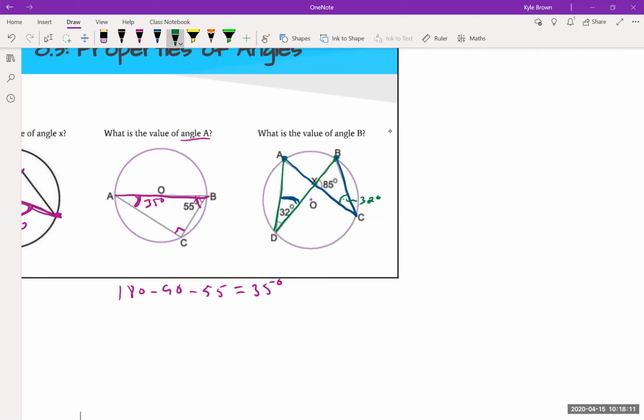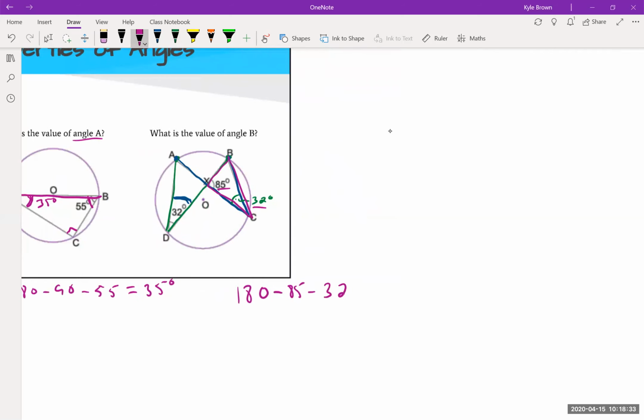All right? And then, okay, so from there, I can see that I've made a triangle out of this, right? And I know 2 of the angles in that triangle. You probably see where I'm going from this, right? Then 180 minus 85, that angle, minus 32 is 63 degrees. Okay, so then that would have to be 63 degrees, right?